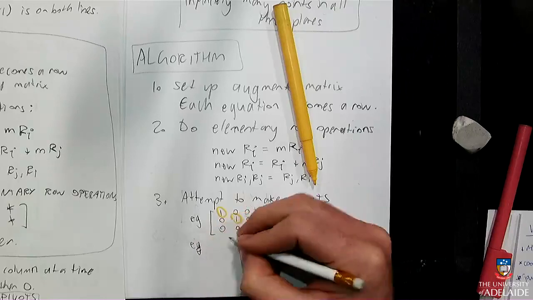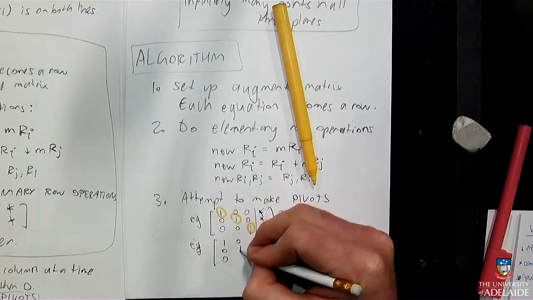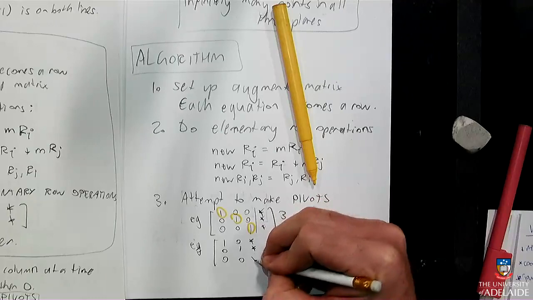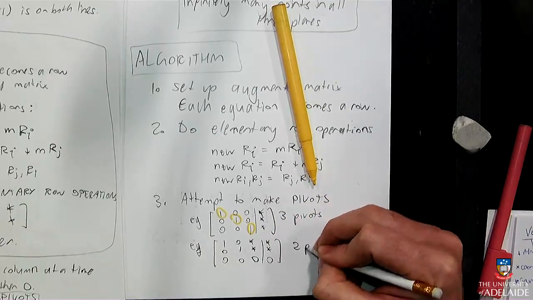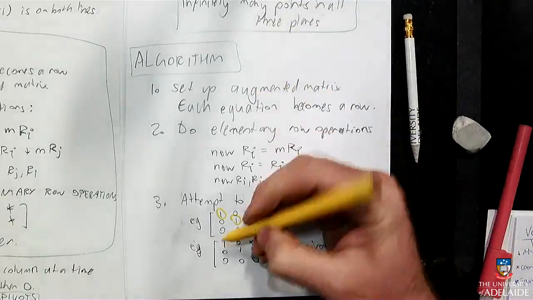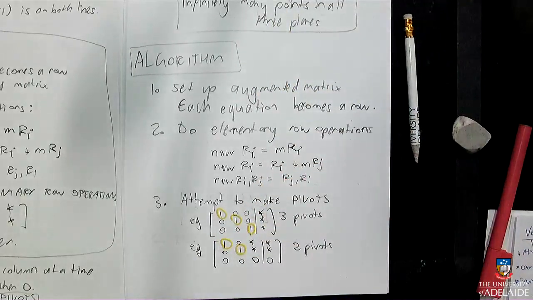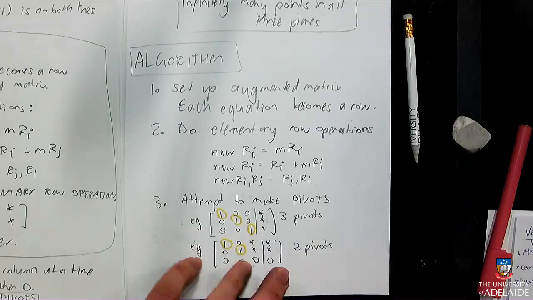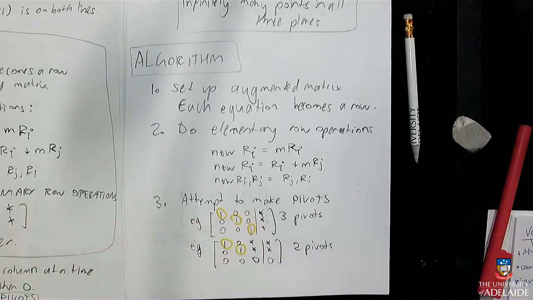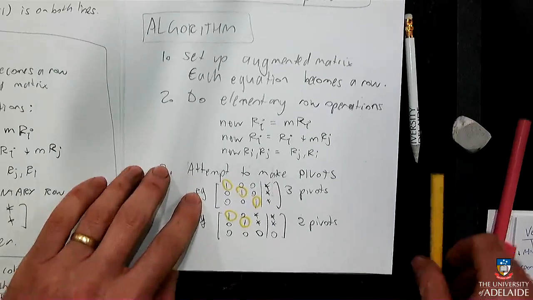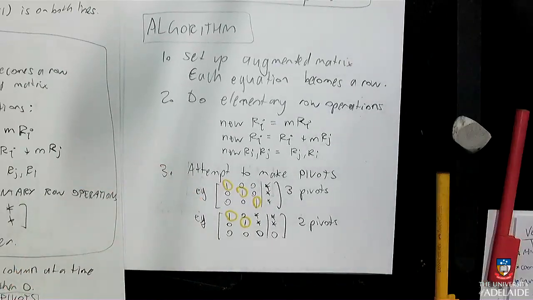Or, for example, you might have 1, 0, 0, 0, 1, 0, something, something, 0 that has 2 pivots. It's technically also possible to get 1 pivot. Okay? And technically, you will be able to tell where the pivots are without putting zeros above. So if all you're doing is looking for where the pivots are, you don't need to put the zeros above.